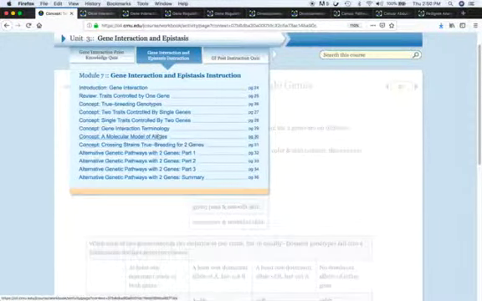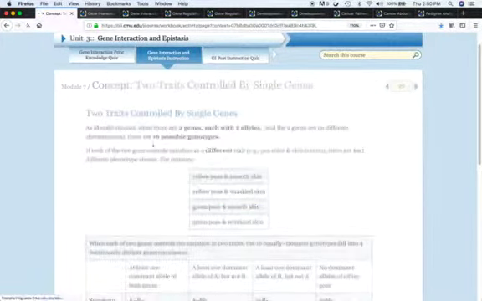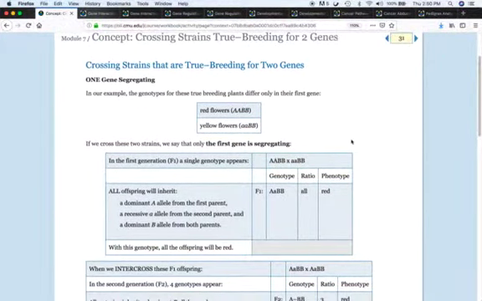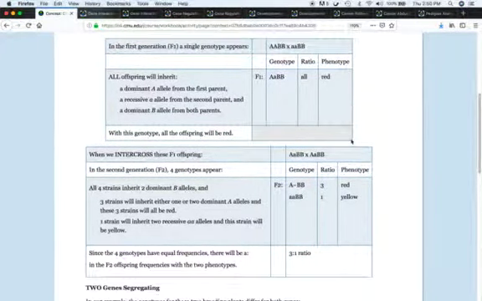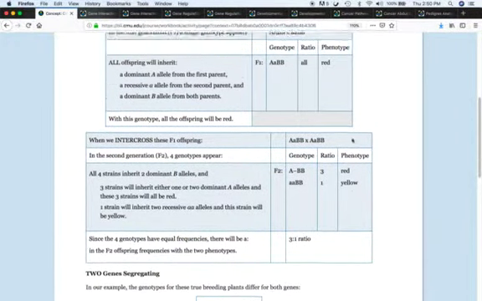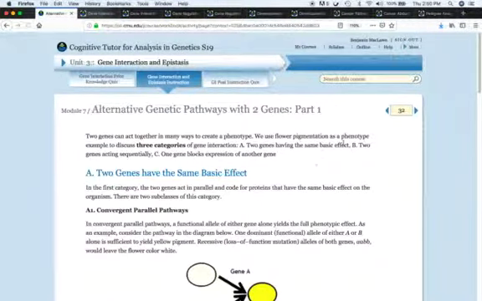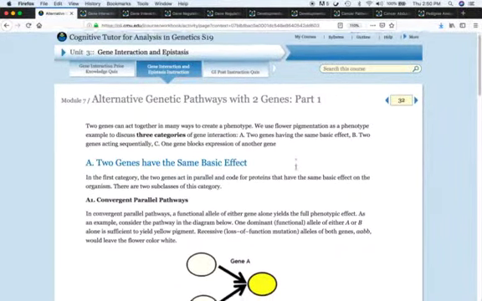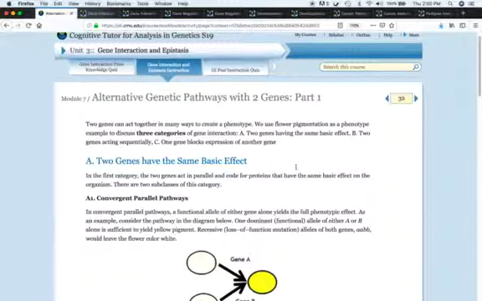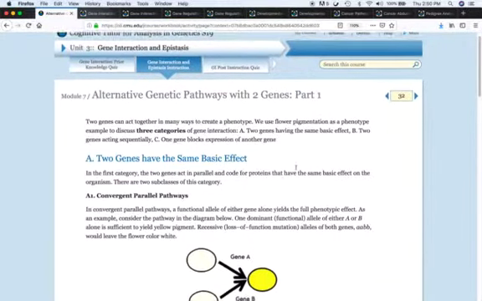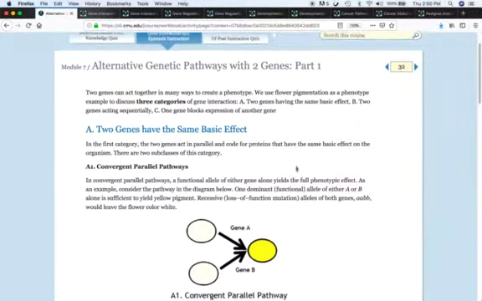the lesson. So one of the things that the gene interaction and epistasis lesson explains is how different pathways are affected in crossing two parents with different genotypes that affect these pathways.